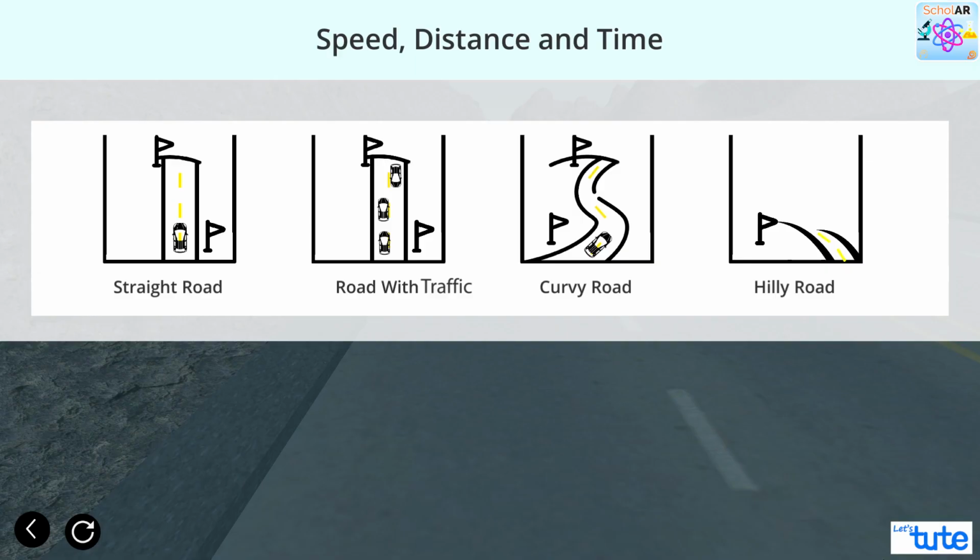Try the same with the simulation on traffic road, curvy and hilly road too, and see how much time, distance and speed are affected by each other.